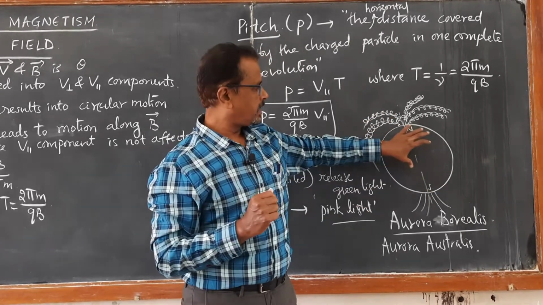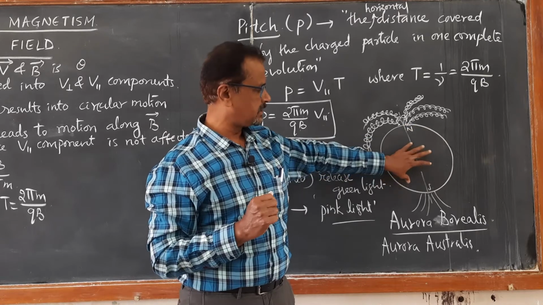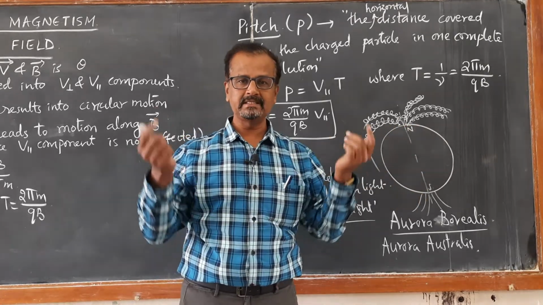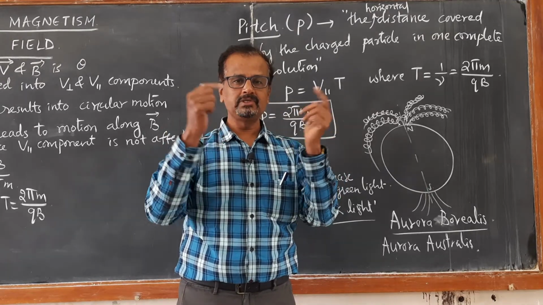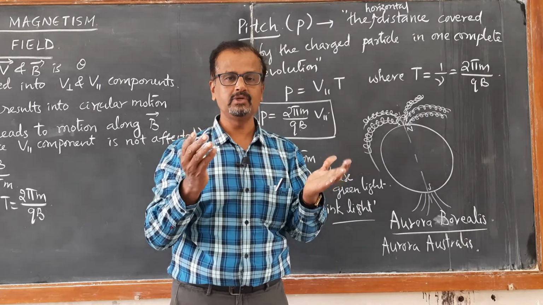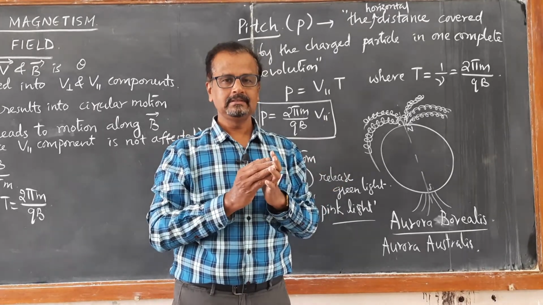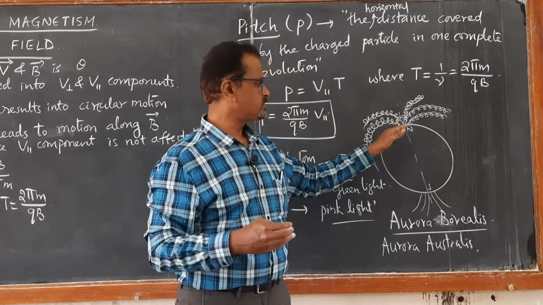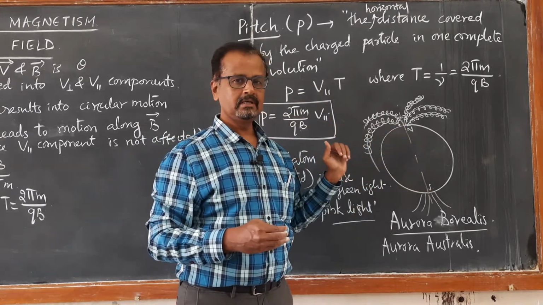You know, at the polar regions of the earth, you will find the maximum density of magnetic field lines of the earth. Earth behaves like a huge magnet. So the maximum concentration of magnetic field lines is observed at the polar regions, right?